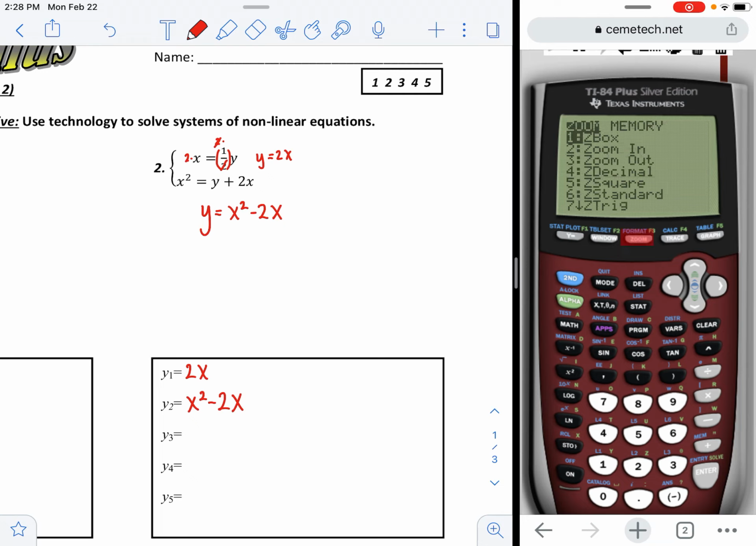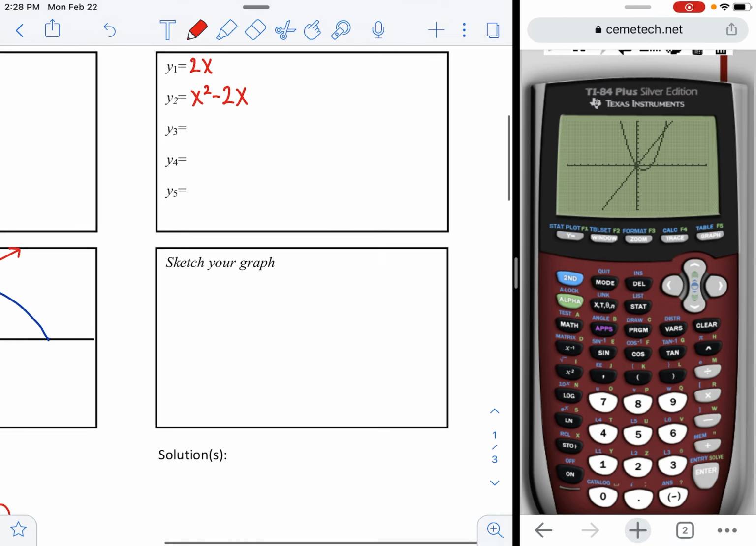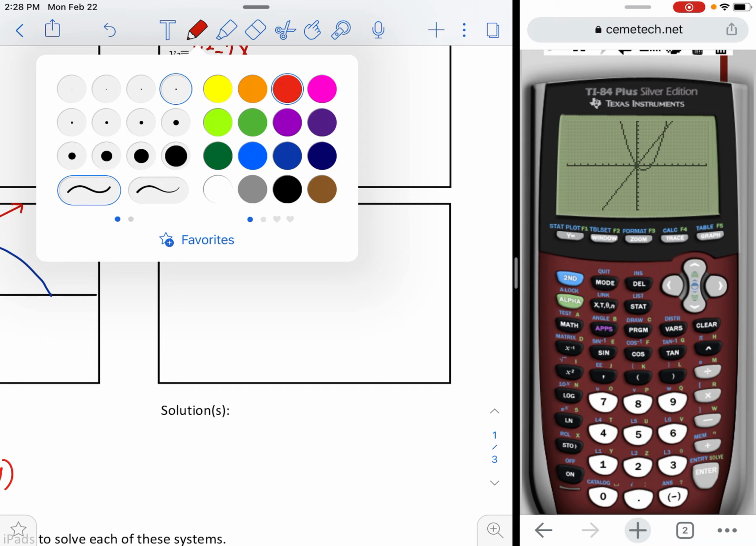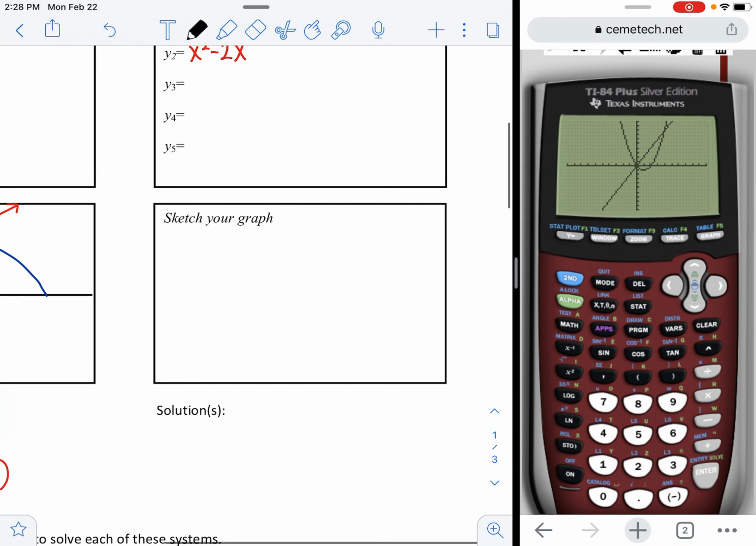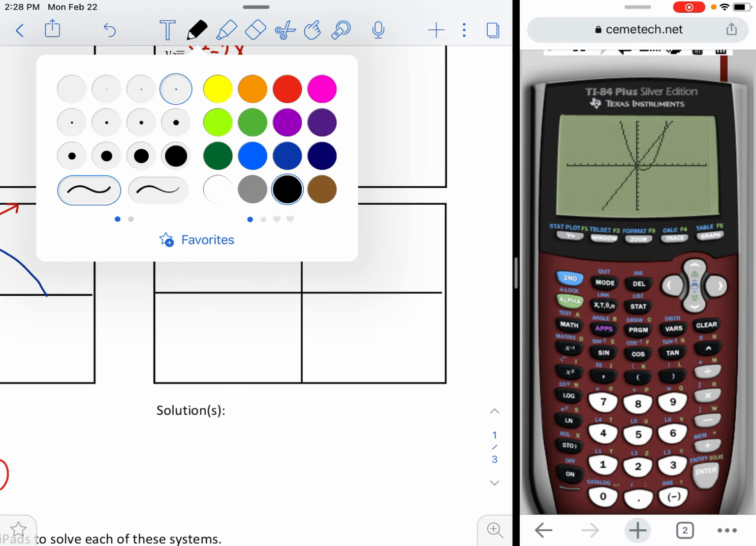Now, I can't just hit the graph button because I zoomed in on the last problem. If I didn't, then I could hit graph. But since I zoomed in, I have to hit zoom standard again, zoom 6. There's the line, and then there's my parabola. So let's do a sketch of what that looks like. I think that's pretty easy. I don't think I need to zoom in.